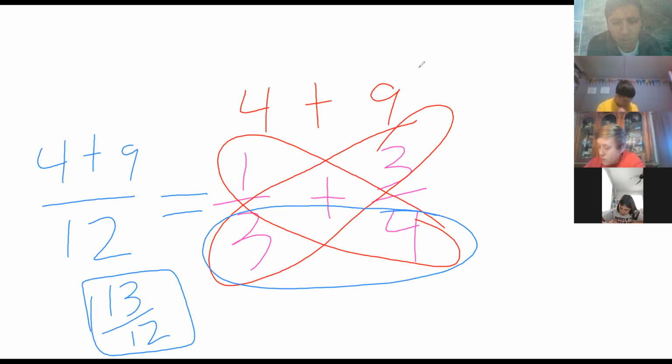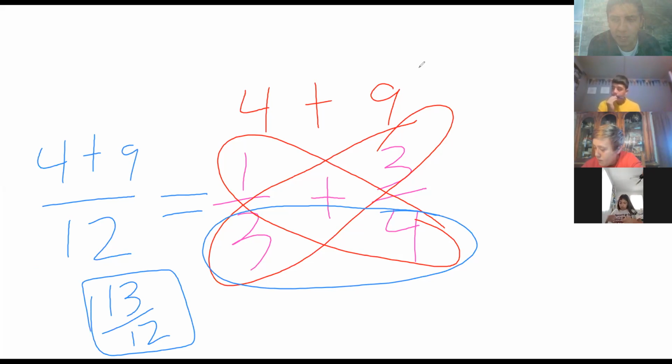Okay? So I found this to be a little bit simpler than, you know, past ways that I've taught this. So hopefully you guys think this is a little bit better. Where did you get the 12 from? We multiply the bottom two numbers. So 3 times 4. Oh, okay.